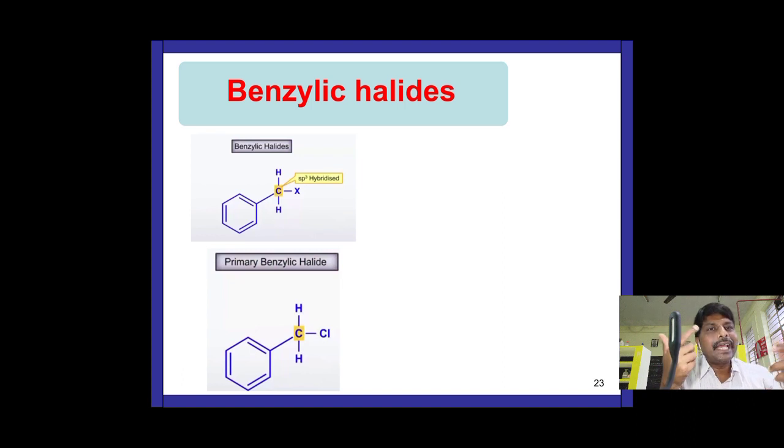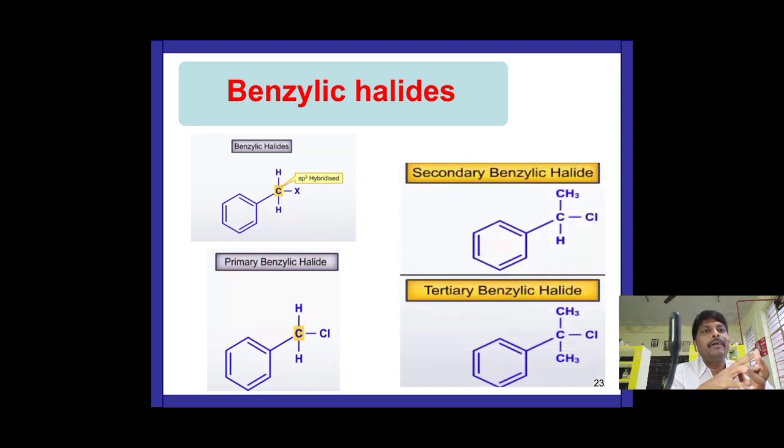Again, benzylic halides are classified into primary, secondary and tertiary. You see, if C is attached to one ring only, then primary. Next, if C is attached to the ring, one aryl group and one alkyl group, then it is secondary. In the third example, the carbon is attached to two alkyl groups and one aryl group, so it is considered tertiary.